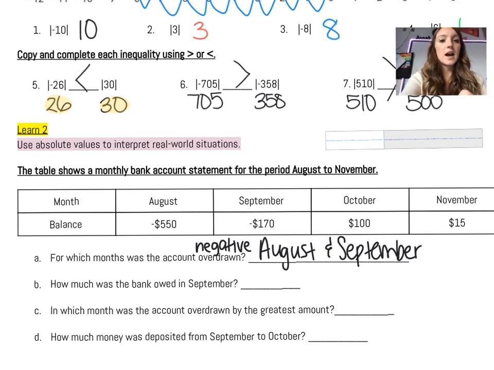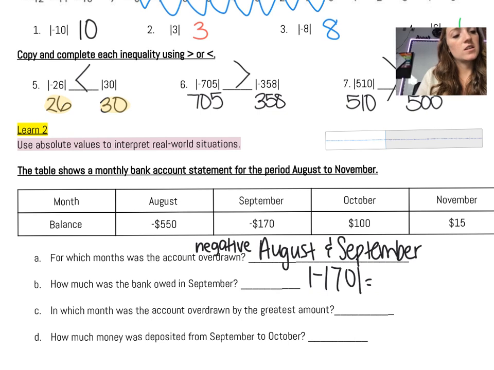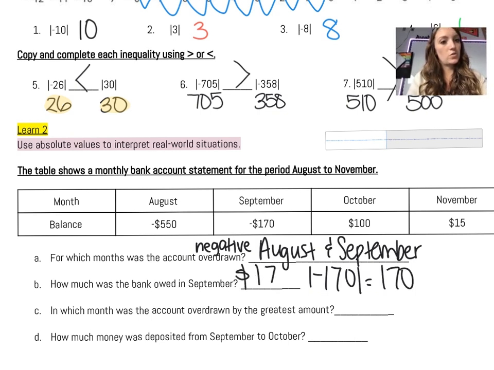In letter B, how much was the bank owed in September? Well, look at September. Our balance was negative $170. So my absolute value of negative 170 is positive 170, so this person owed the bank $170. We wouldn't say I owe the bank negative $170. That's how we use absolute value to make it positive. How much money do we need to get to a balance of 0?